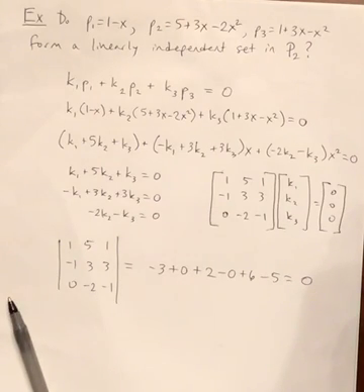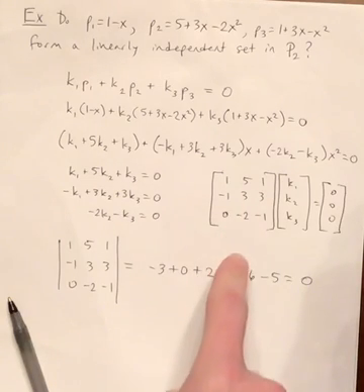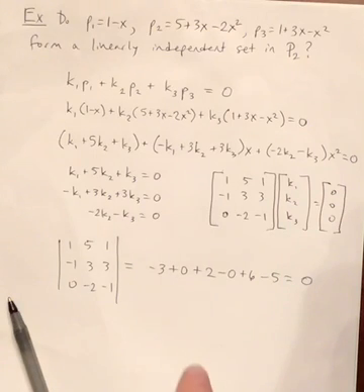Now, it doesn't matter how you list them as long as you're consistent. So if you want to do constants first and powers go up, that's fine. If you want to start with the highest power and go down, that's also fine. Basically, that would just be a rearrangement of the rows here. And remember that if we rearrange rows, as far as finding a determinant, it may change the sign, it may not. It depends on the number of rows that you change.